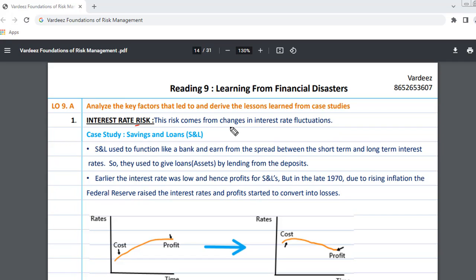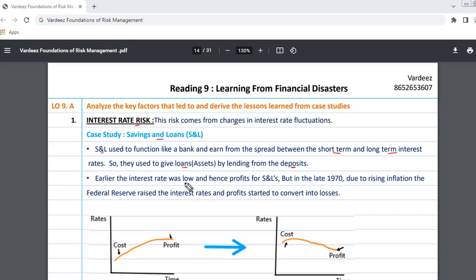Now, this risk actually comes from changes in interest rate fluctuation. So interest rates going up and down can have a major impact on firms or banks. So let's look at the very first case study on savings and loans, okay, to understand the damaging effect of interest rates. So the savings and loans, or SNLs, used to function like a bank. They were financial institutions, but they had the same business model as a bank, that is accepting deposits from customers and giving out long-term loans. Okay, so they used to earn the spread between the short-term and long-term interest rate. So that was their business model.